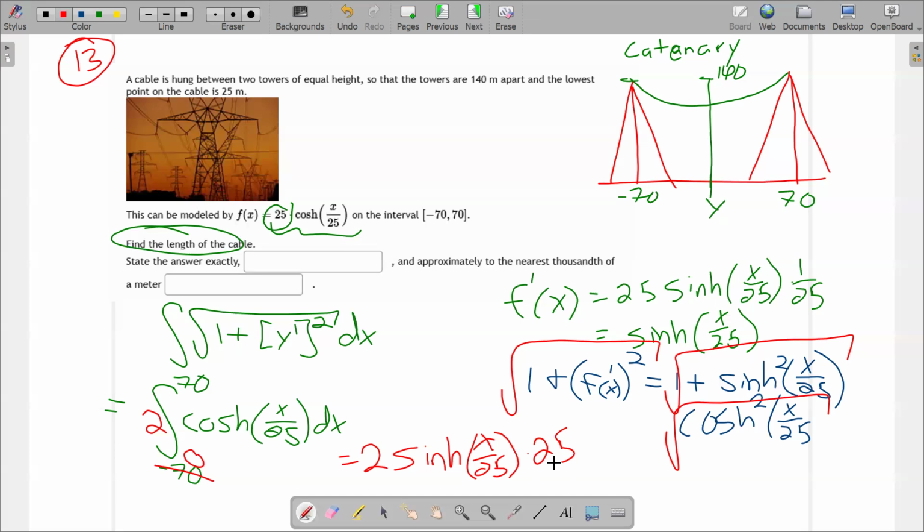How could I double check that's the right antiderivative? Take its derivative, see if you get back what was inside the integral, which we should find we will. And I want to evaluate that from 0 to 70.